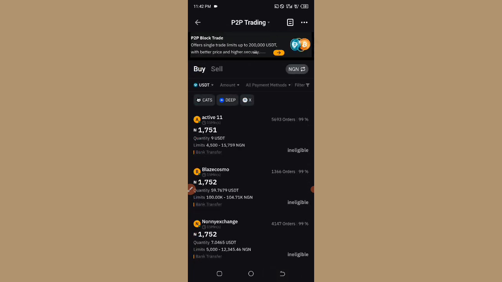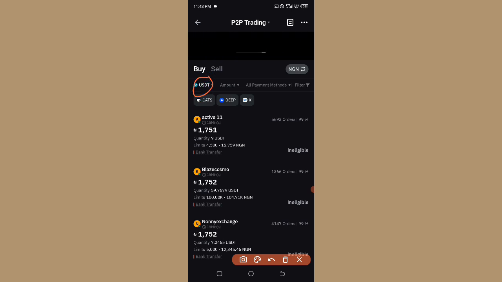Now the next thing you have to know is this place. You can see USDT here. USDT is the coin that you are going to be receiving. Like I told you people, we are going to be making use of USDT, and even if you are trading, I advise you to make use of USDT. It is a stable coin.